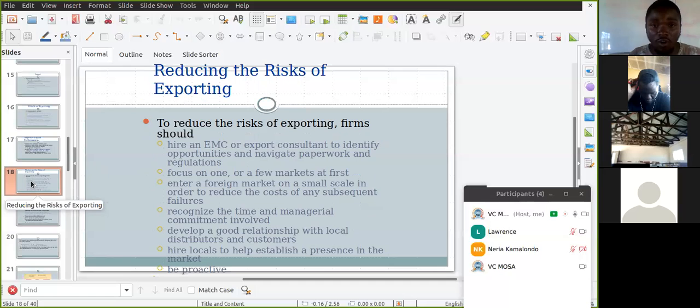To reduce the risk of exporting firms. These are some steps that a firm can take in order to reduce the risks of exporting. You can hire an EMC or export consultant to identify opportunities and navigate paperwork and regulations. Focus on one or few markets at first. Enter a foreign market on a small scale. Recognize the time and managerial commitment involved.